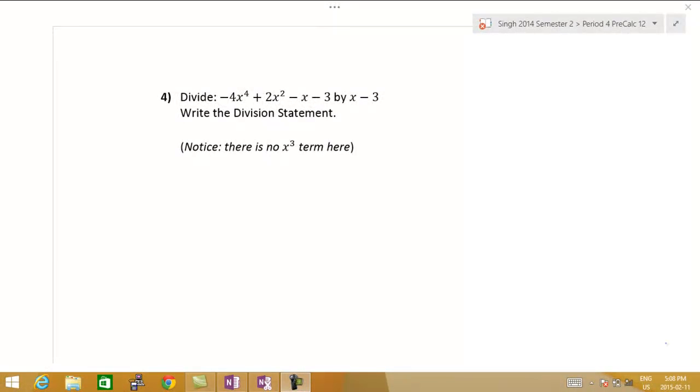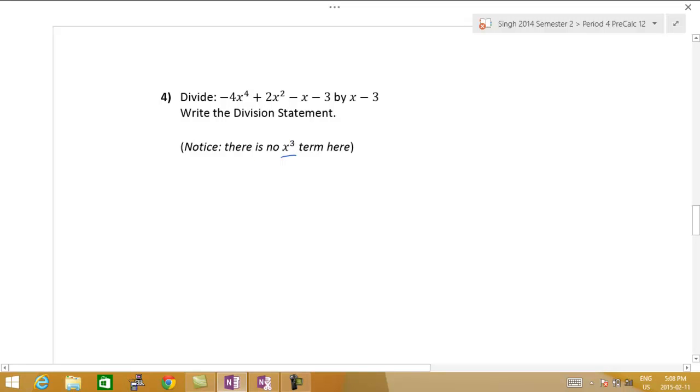Alright, so now that we've done some of the easier examples, we can try one that's a little bit tricky. So this time you want to divide this expression by x minus 3. One of the first things you will notice is that we've got an x to the 4 term, an x squared term, an x term, and a negative 3, but we've got no x cubed term, right? So our x cubed term is missing.